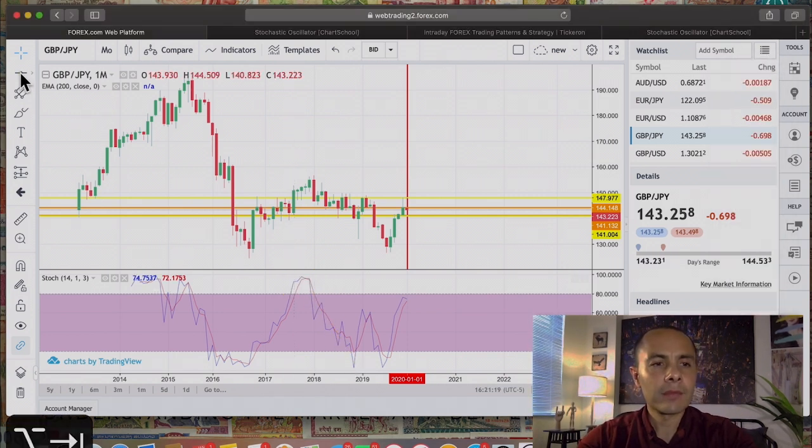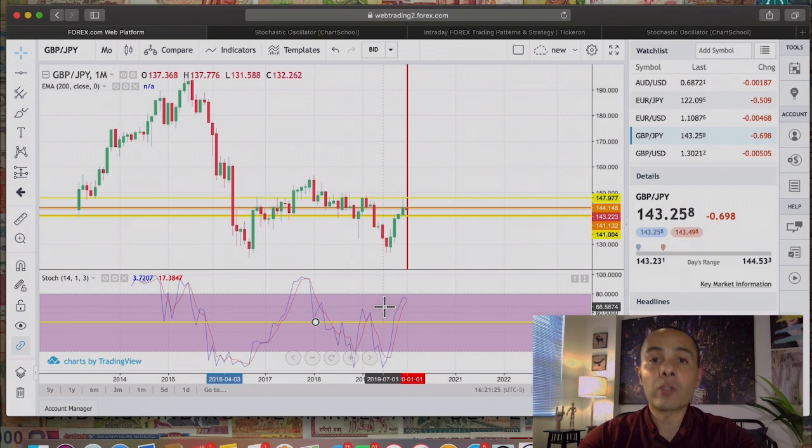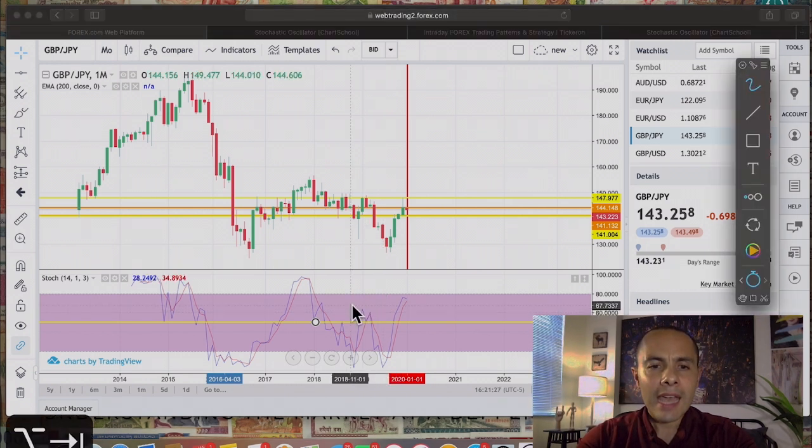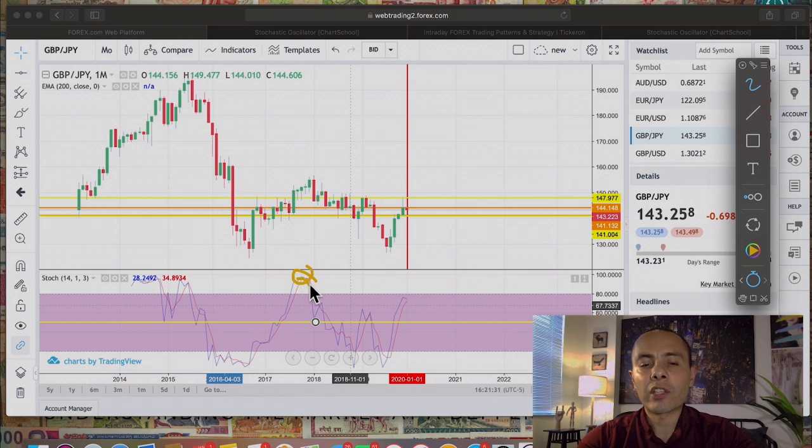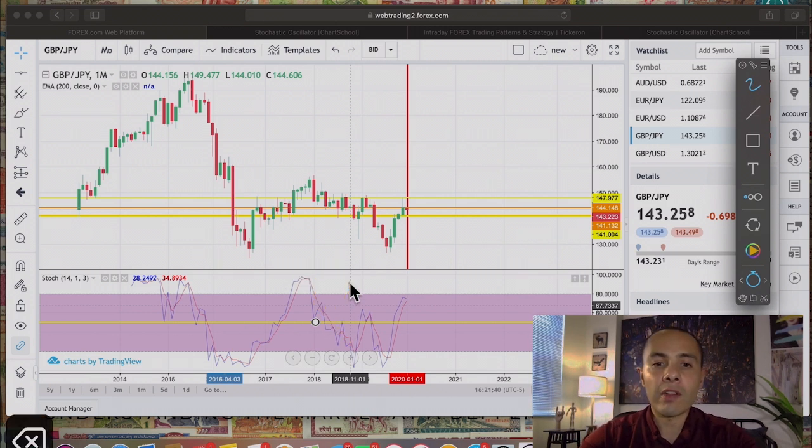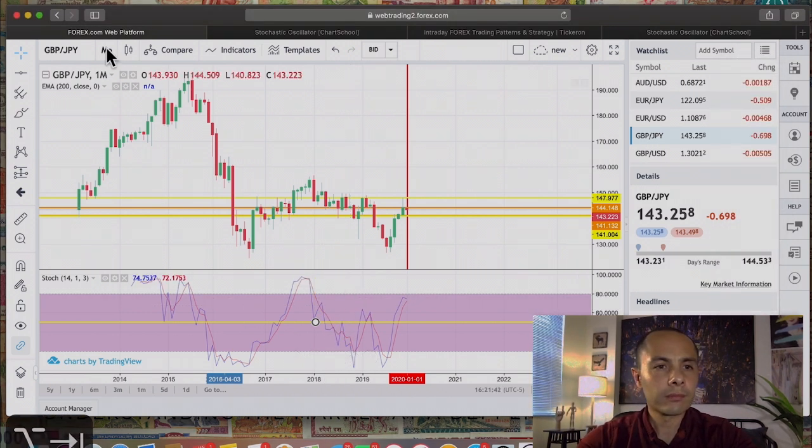Next, it will be the 50%, right in the middle. So you can also paint a horizontal line just to have it as a visual reference. And when price reaches that overbought area and starts to move down, it will look to touch that 50% and either break it or bounce back up from there. So another very important place to look for.